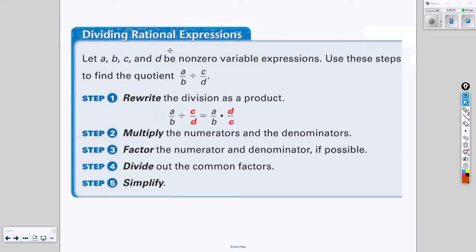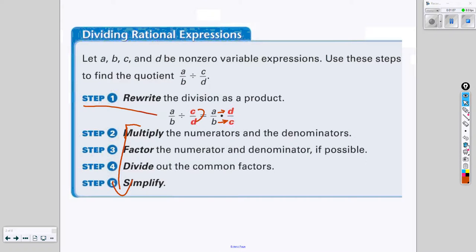Let a, b, c, and d be non-zero variable expressions, and we're just going to use these steps to find the quotient. If we have a over b divided by c over d, we just have to remember how we divide by a fraction: by multiplying by the reciprocal. The reciprocal of that second fraction is d over c, and then we can simply multiply across. So step one is just to rewrite it, and then it's basically the same thing as in the previous section: multiply the numerator and denominator, or cancel out a common factor, and then simplify.